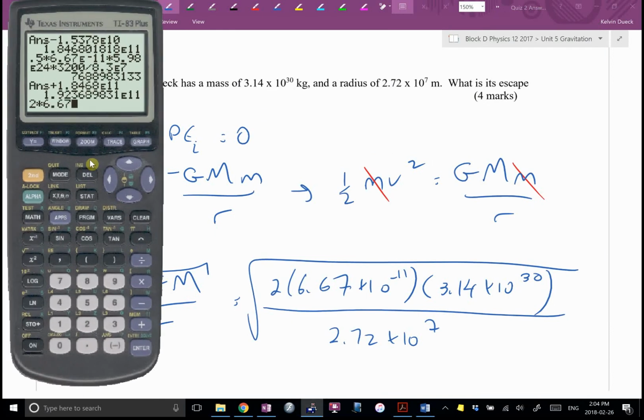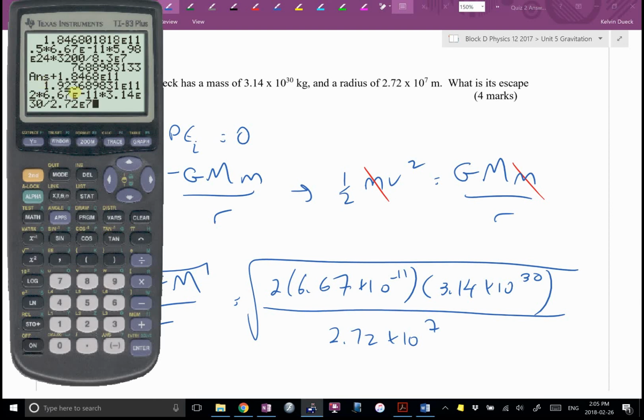2 times 6.67, scientific notation, negative 11, times 3.14, scientific notation, 30, divided by 2.72. So Caleb, you're saying that the radius is pi? No. Oh, sorry, the mass is pi? The mass is pi. What's the radius? E? It is E, 2.7182818. And it goes all weird off the screen. Sounds like it's going to repeat, and it doesn't.